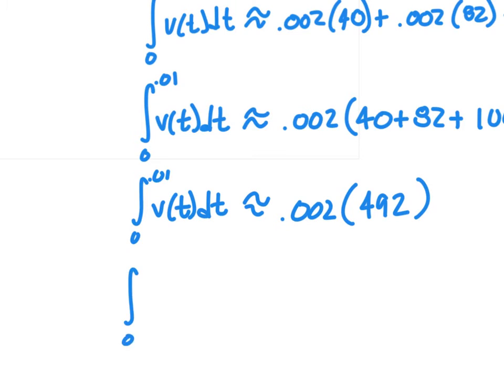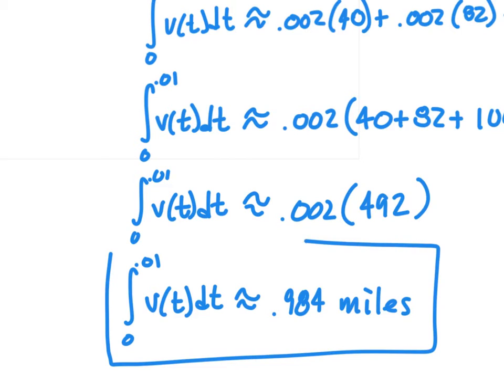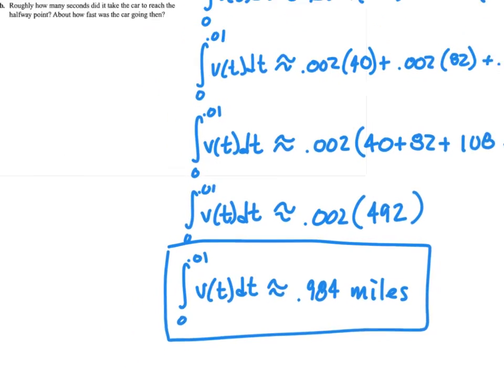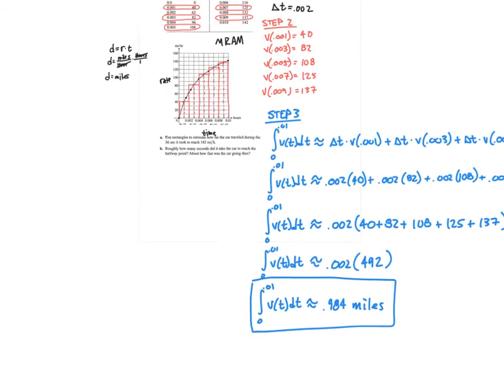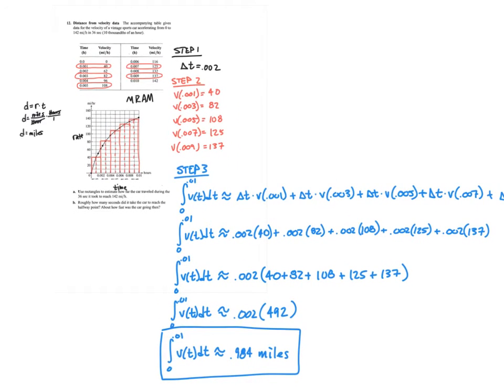If I multiply 0.002 by 492, then I'm going to get the integral from 0 to 0.01 of v of t dt, the distance, is approximately 0.984 miles. So almost a mile traveled in 36 seconds. If you reach a speed of 142 miles an hour, you can approximately travel that far. That's what I'm just trying to figure out, how far they traveled, and that's by calculating the area under the curve.